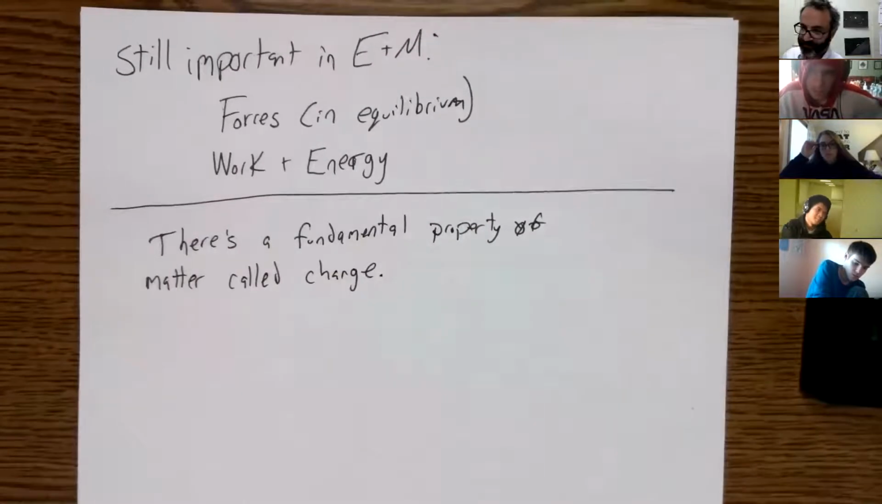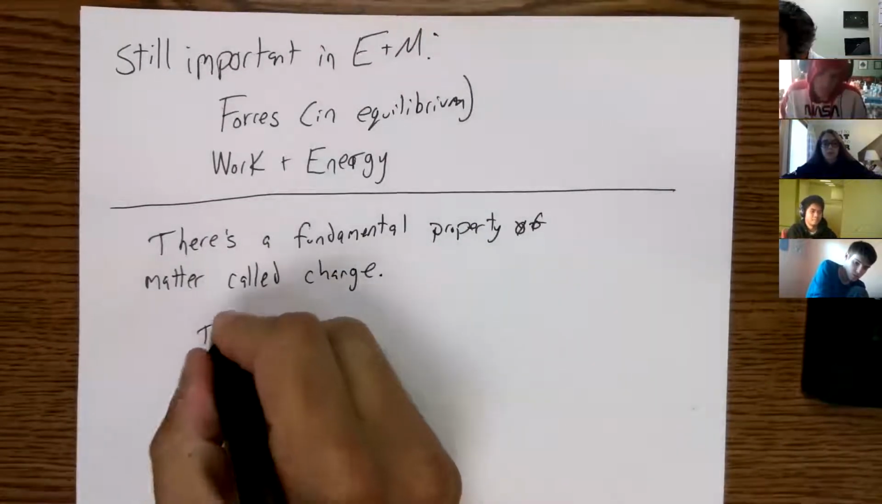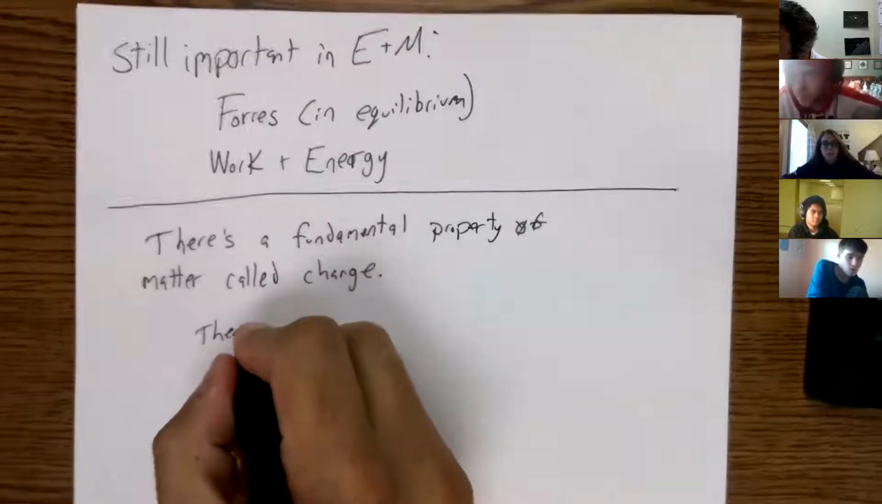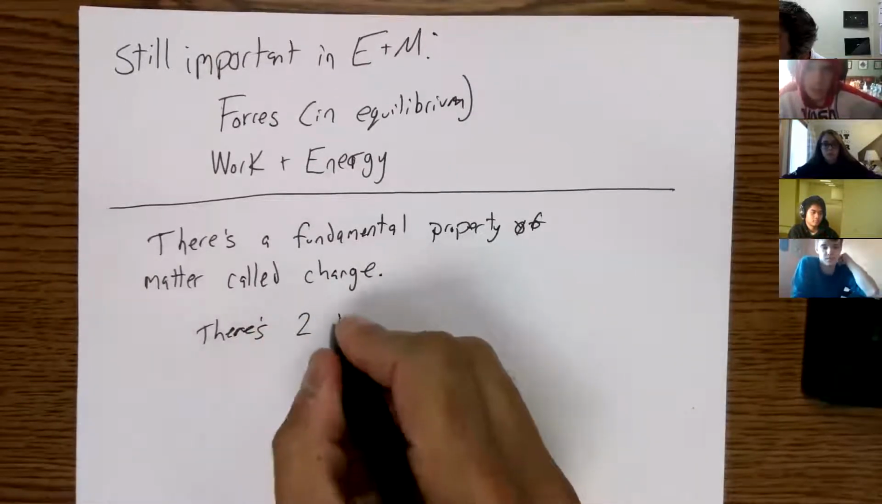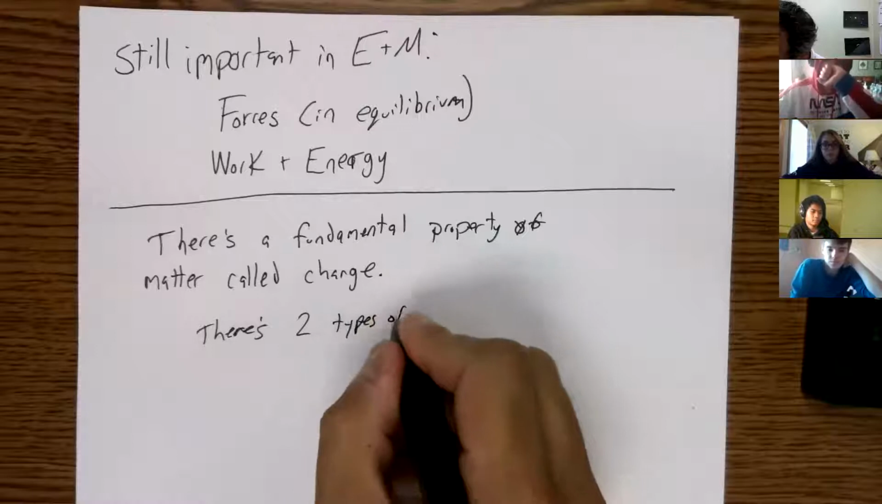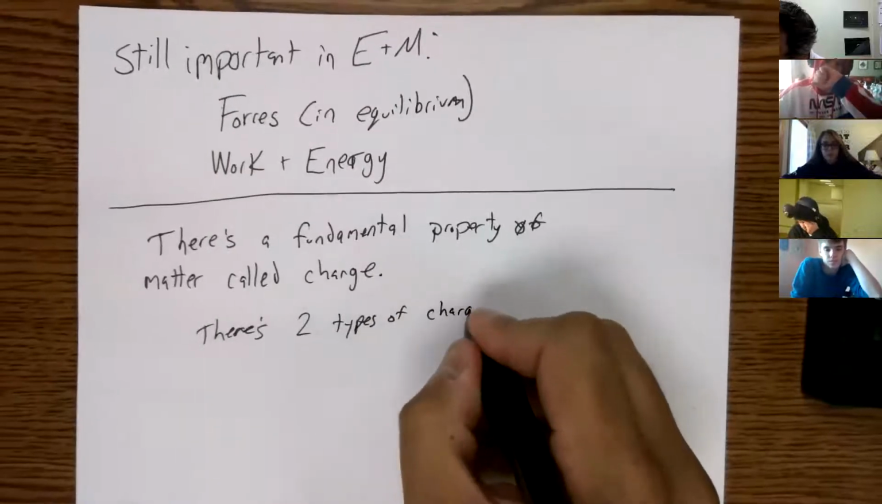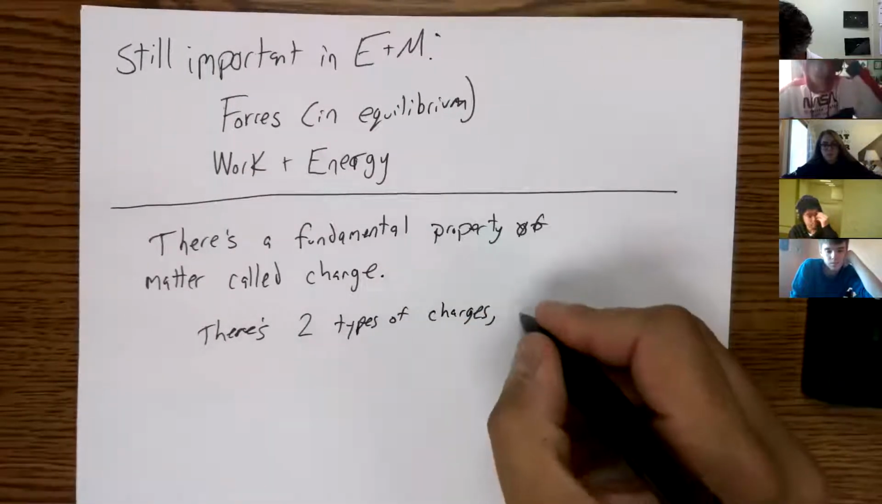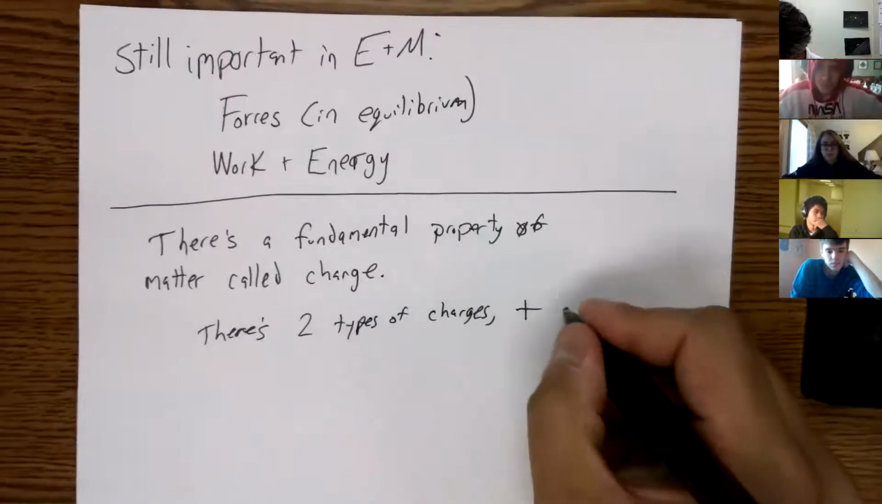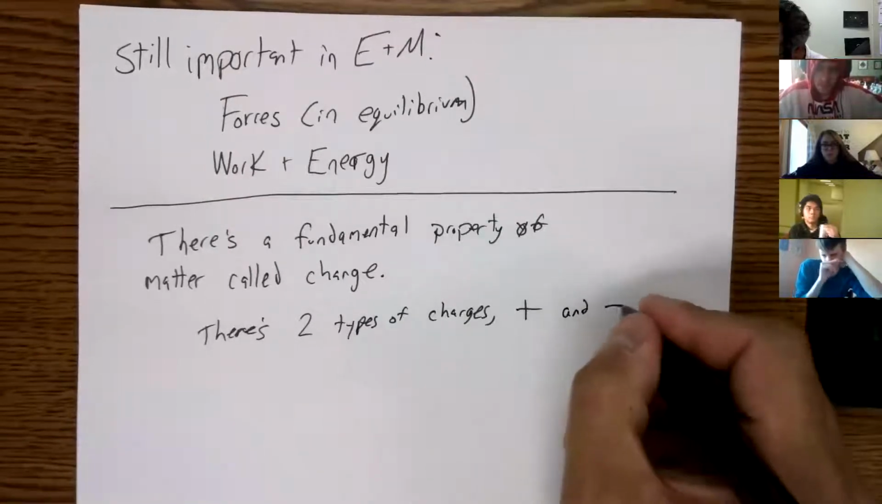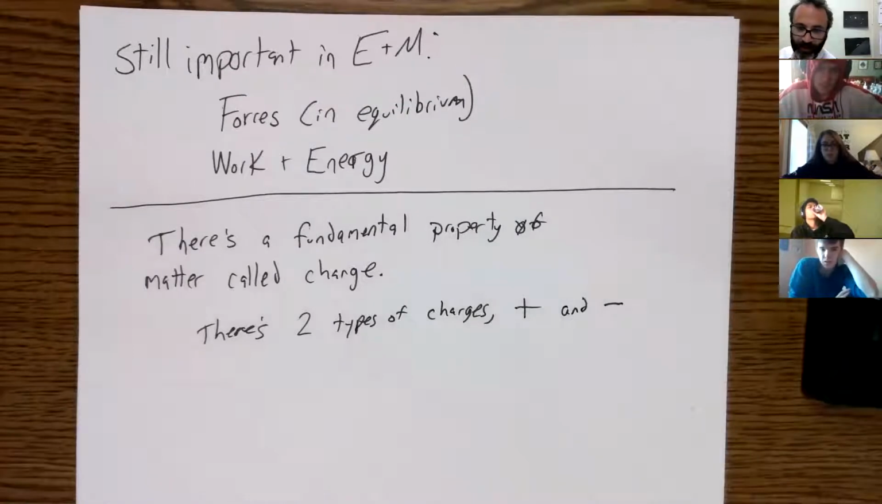And there's two types of charges. We call those positive and negative. It's a little bit different than, say, mass, right? There's a fundamental property of matter that we call mass, but there's only one type of mass. We don't have positive and negative mass. Charge is a little bit different that way.